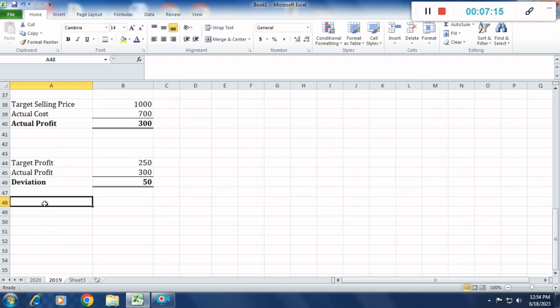So now we can state the variance between the actual profit and target profit. The actual profit is increased by ₹50 from the target profit. This is the variation. This is the variance.